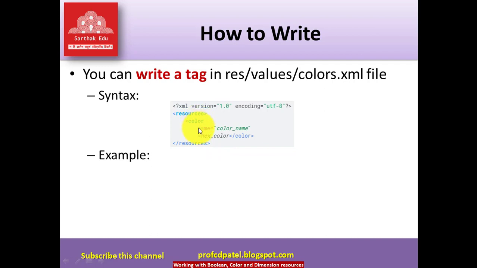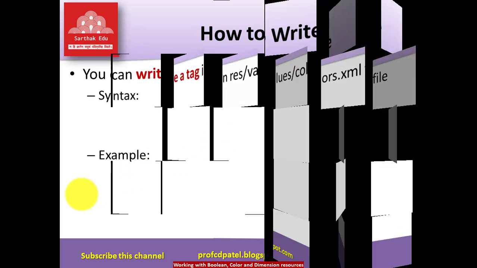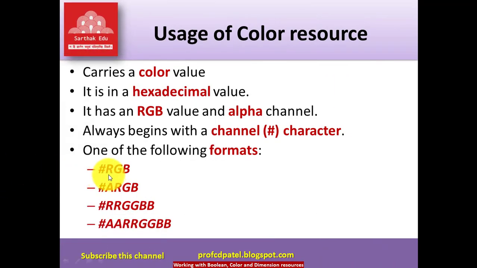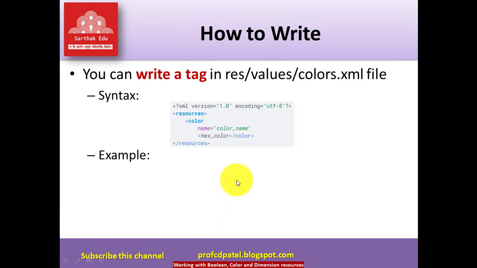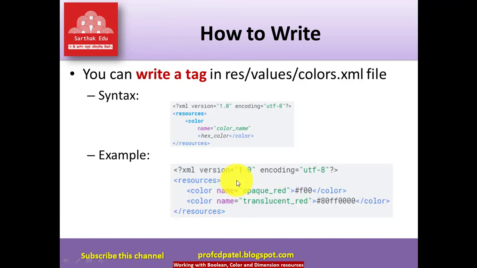In the color tag, there are two special things that you have to remember. That is name, also called key name, and you have to pass the key name like color underscore name. And in hex color format or value, you can use any of the four types of methods, as I already mentioned on the previous screen. So you can use any one of these formats to type any color. Let's see the example also, so you can easily understand.